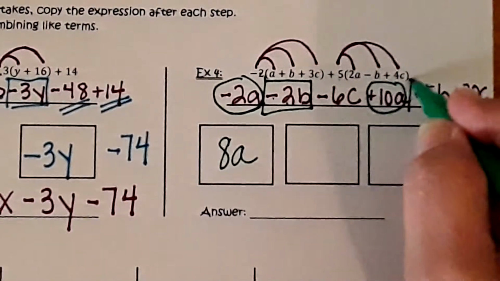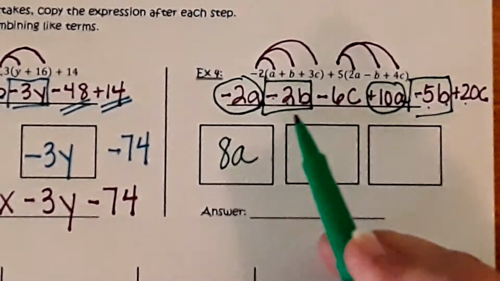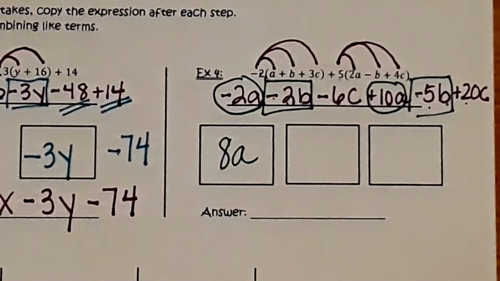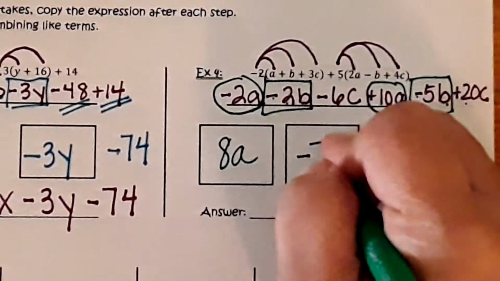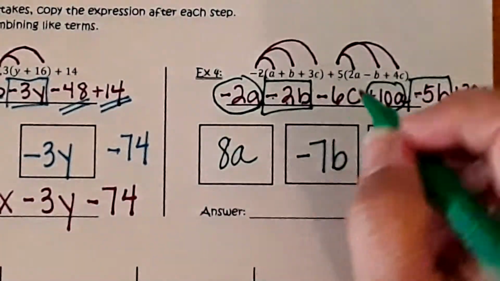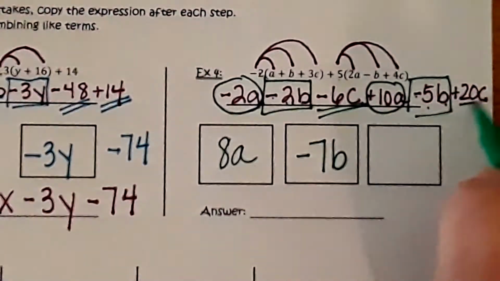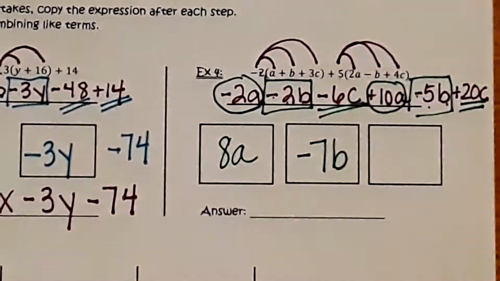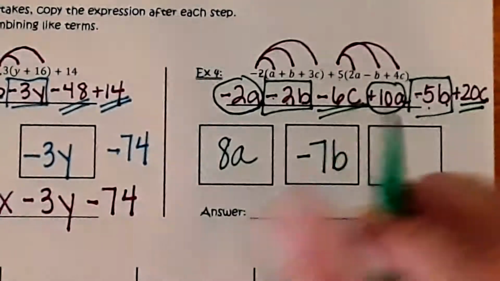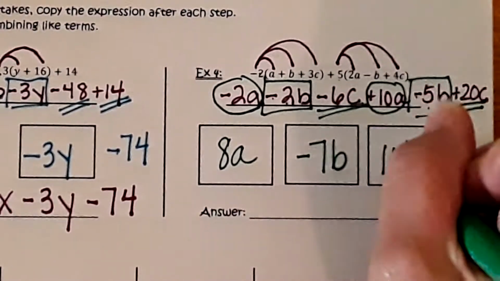Negative 2b and negative 5b. You owed me 2 B's. You borrowed another 5 B's. You owe me 7 B's. And then finally, negative 6C plus 20 C's. You had 20 C's. You spent 6 of them. You still have money. You still have C's left over.